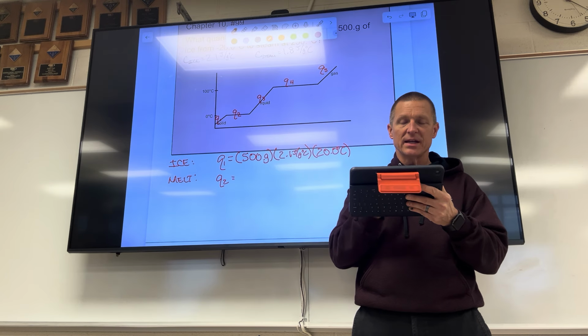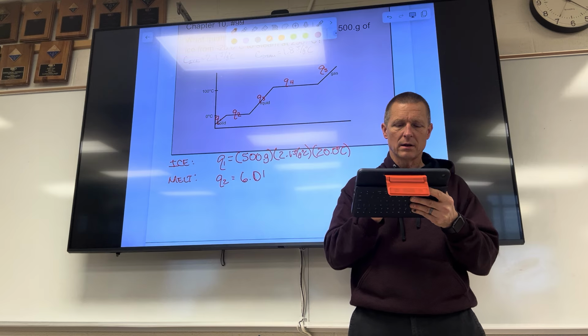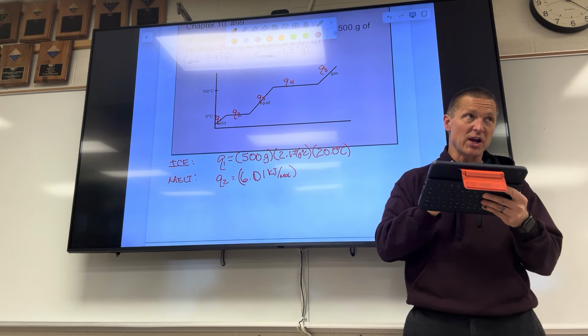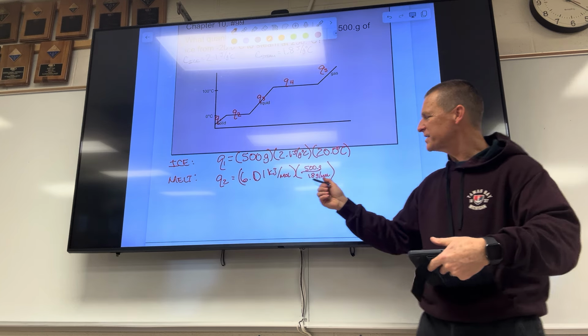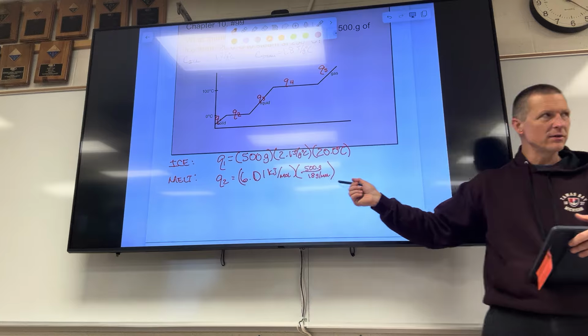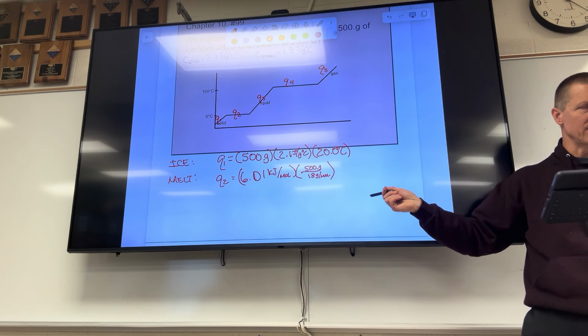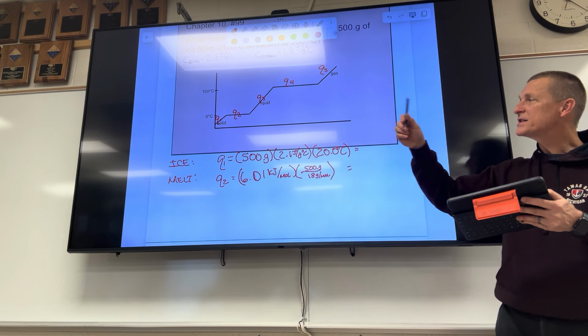Q2, the ice melts. So Q2 is heat of fusion, which is 6.01 kilojoules per mole, times moles. Now the problem doesn't give us moles, it gives us 500 grams of water. So we have to change it into moles. I'm going to do it like this, 500 grams over 18 grams per mole. I'm taking a little shortcut to save room and time. Should be 18.0. I'm just leaving it as 18. The reason I say that is because all these should have 3 sig figs at the end. Okay, that gives us the amount of heat to melt the ice.